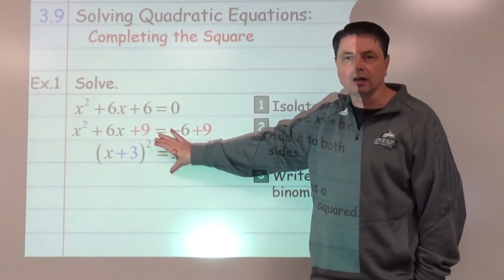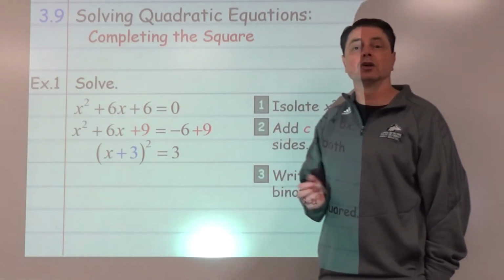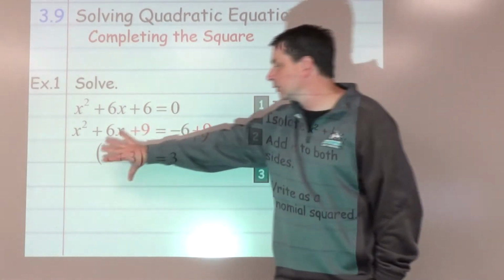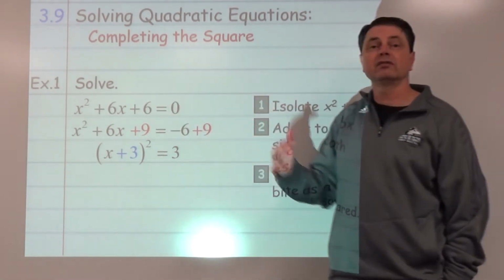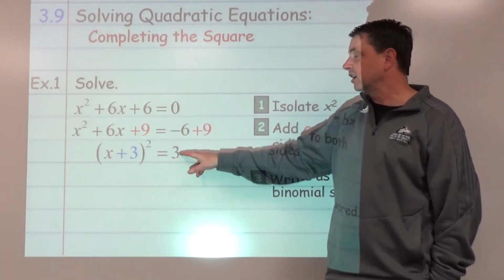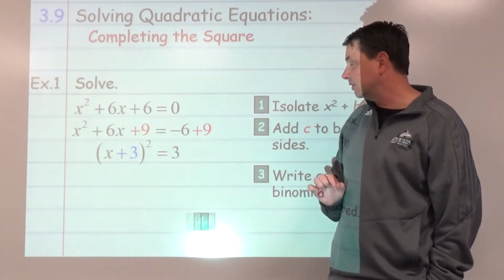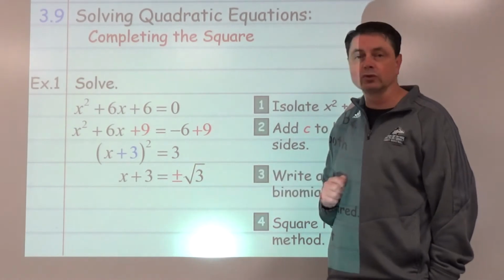Once you get to here, we're now going to solve it by using the square root method that was learned previously. We're going to square root both sides. When I square root the left, it just undoes the exponent, as those are inverse functions. If I square root the right, remember I'm going to get two answers. I get positive and negative. So square root method, plus or minus root 3.